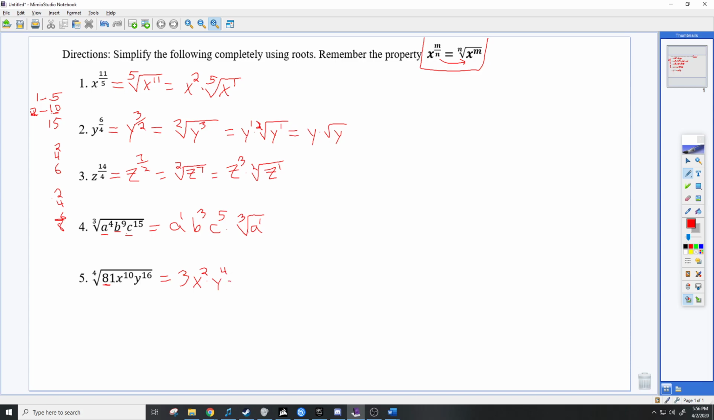Then what do we have left inside the radical? 4th root of, the number was taken care of. 4 goes into 10 2 times. How many are left over? Well, if it goes in twice, that gives you up to 8, so you technically took 8 out. That means there's going to be 2 left. X squared. And then 4 goes into 16 perfectly, so there's no y's left on the inside. So that would be your final answer here.